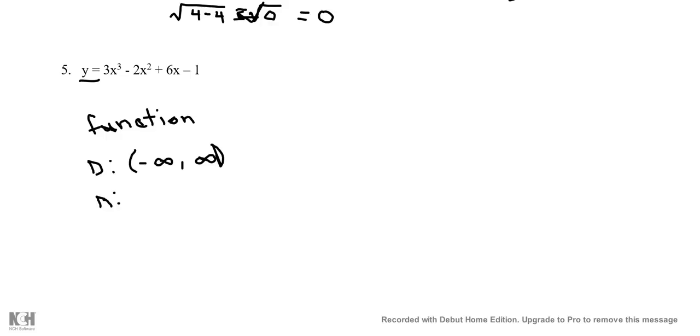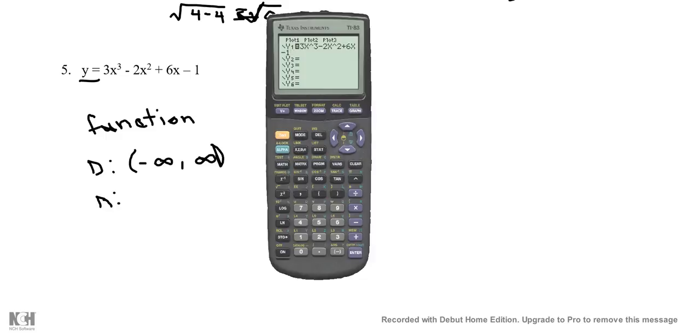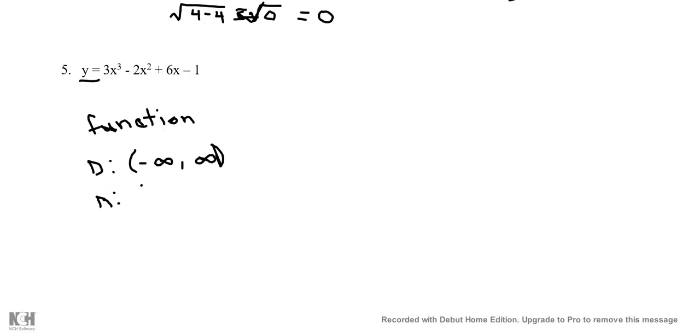Now the range may or may not be that, so that's why, again, it's a good idea to go ahead and graph this. In this case, my graph goes down forever, my graph goes up forever. And so I know that the range is also negative infinity to infinity.